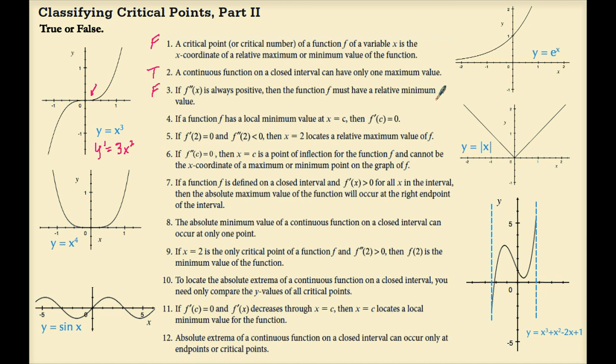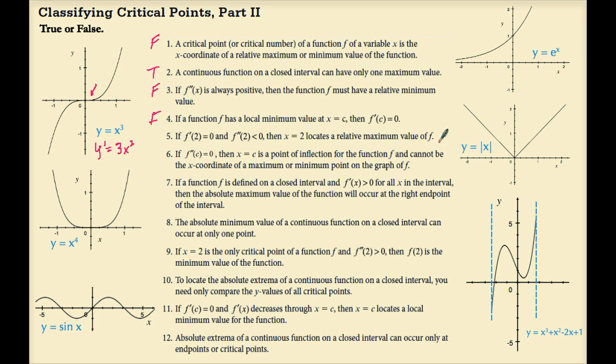minimum value. Number 4. If a function f has a local minimum value at x equals c, then f prime of c must be 0. Not necessarily. Notice the absolute value function. There is a local minimum value at 0, yet f prime of 0 is not 0 because the function is not differentiable there. So a better way to state this would be to say, if a differentiable function f has a local minimum value at x equals c, then f prime of c equals 0.